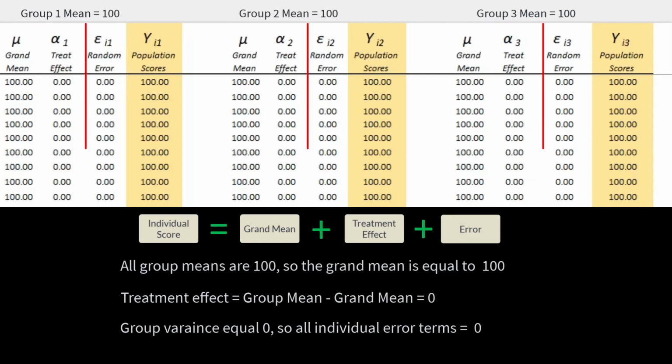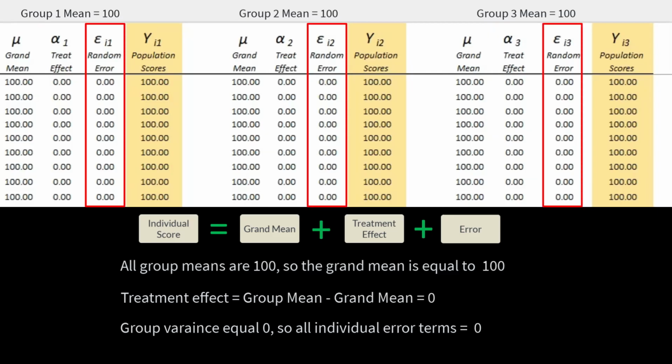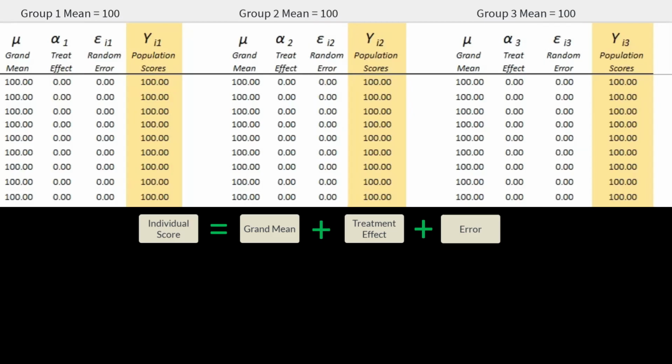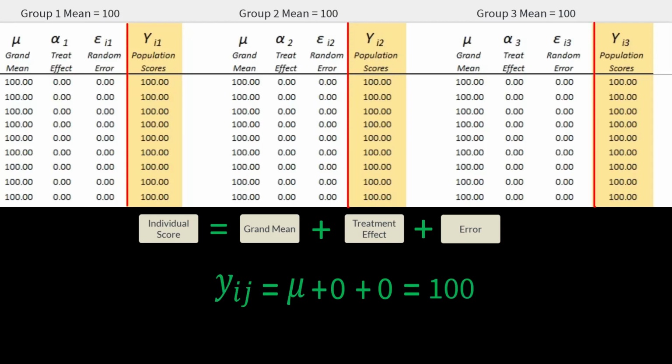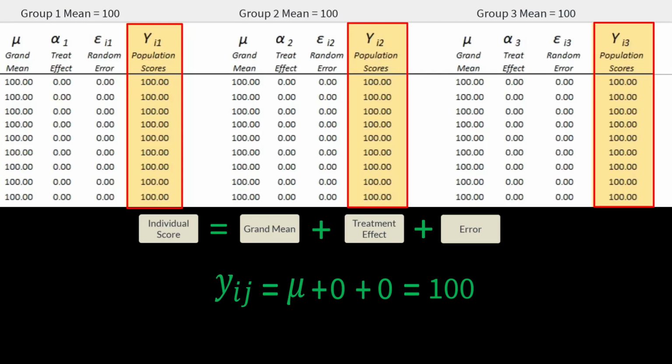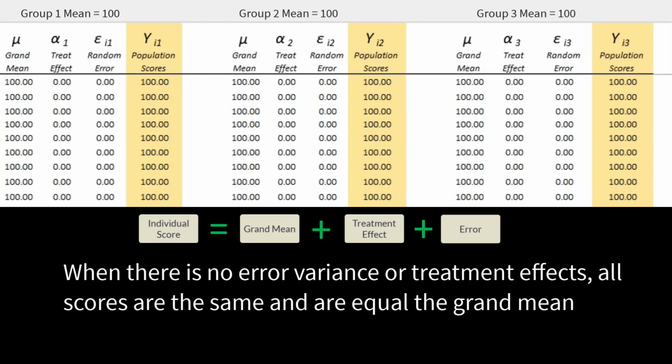Finally, the individual error term, epsilon sub ij, represents the variability within each group. But we've set our variance to 0, so there's no variability, and each individual's error term is 0. Therefore, under these conditions, our factor model simplifies to y sub ij equals mu plus 0 equals 100. So, as you can see, when there is no treatment effect and no error, all individual scores are equal to the grand mean, which is a constant. In this case, every individual in each group has a score of 100. This illustrates our first concept. Without variation or treatment effects, all scores in each group are identical and equal to the grand mean.